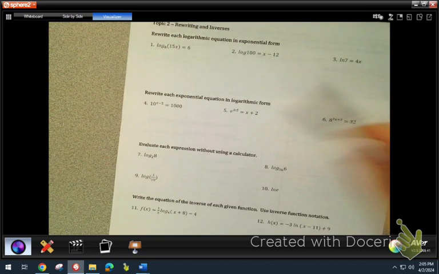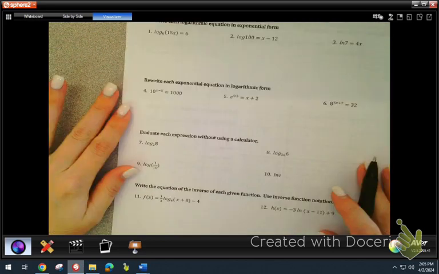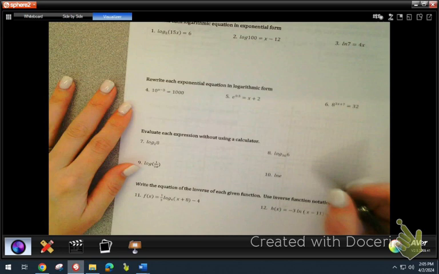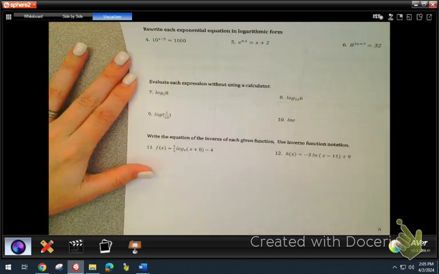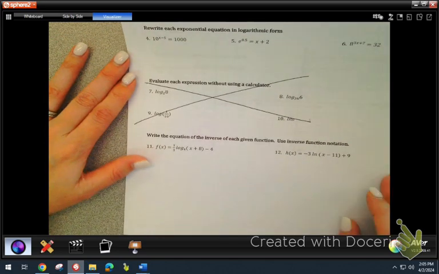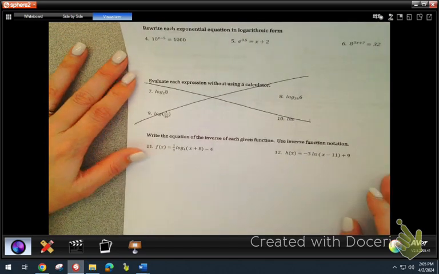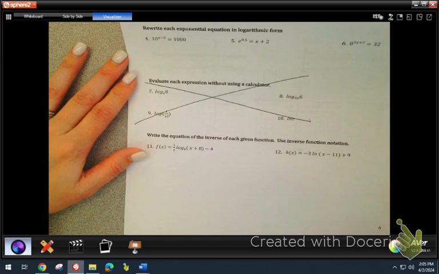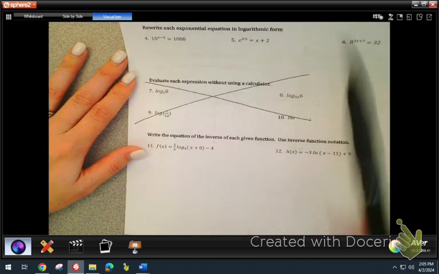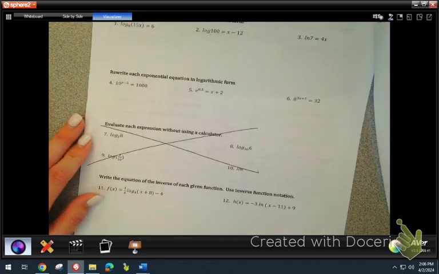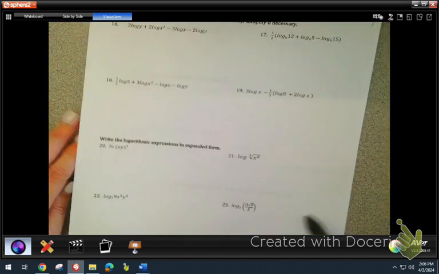It's very easy. You do not know how to do evaluating. So 7 through 10, you may be able to figure out. I think I worked them out on the answer key if you're curious. That will not be tested on this test, so don't stress about it. Converting and finding inverses is on topic 2, so page 6 and 7. Expanding and condensing is page 8. That is the third topic.